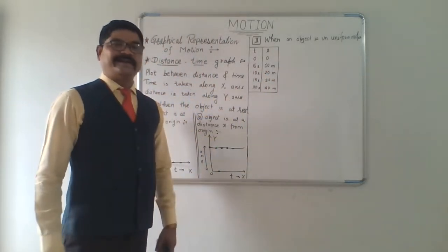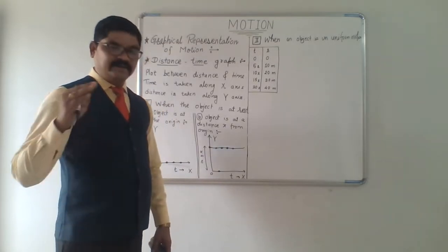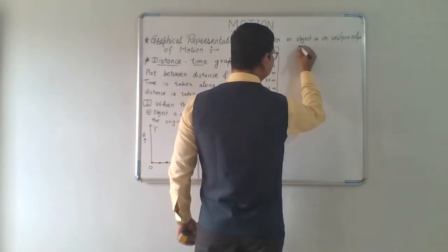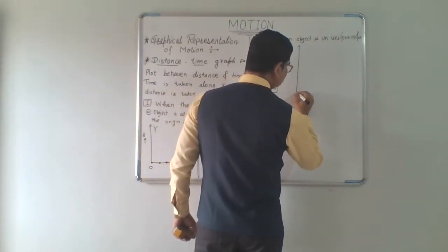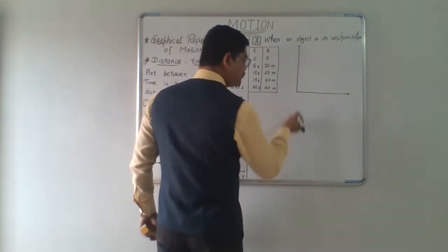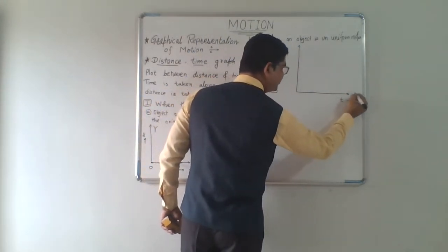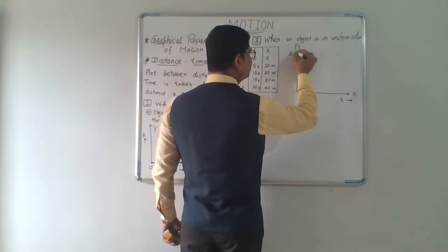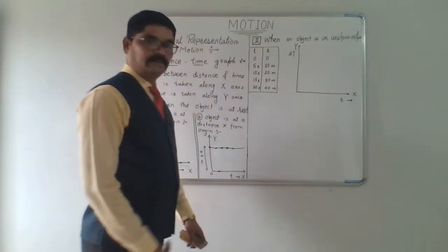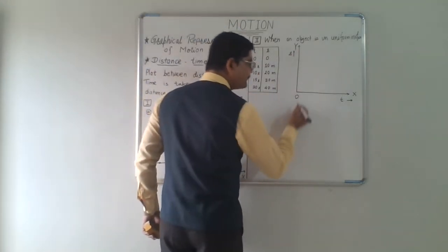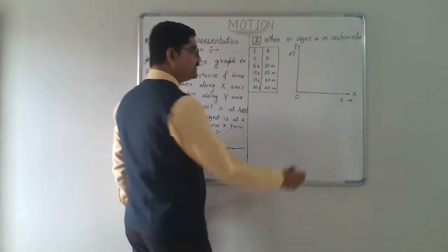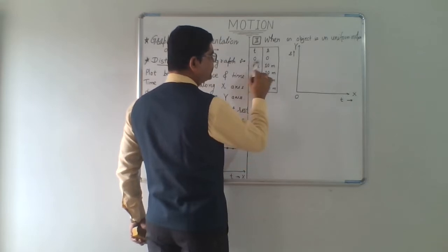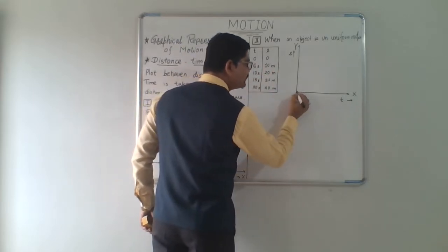We can plot the ST graph for an object in uniform motion, starting from the origin. So in this case, time will come along the x-axis, and distance covered will come along the y-axis. This is the origin. When time t was 0, displacement was 0. The first observation, so the first point will come here.